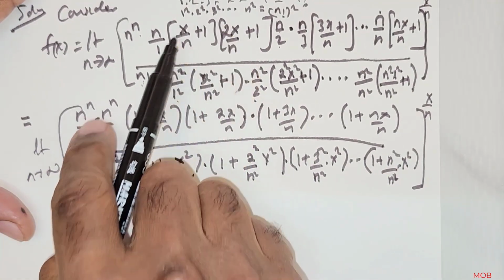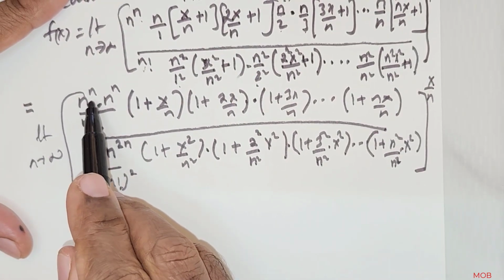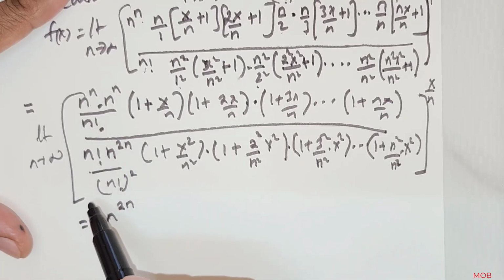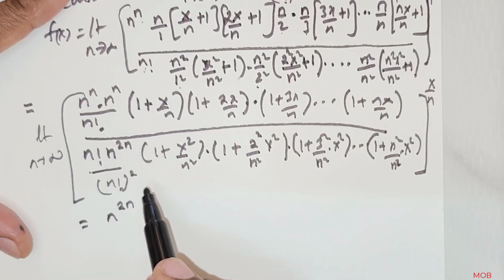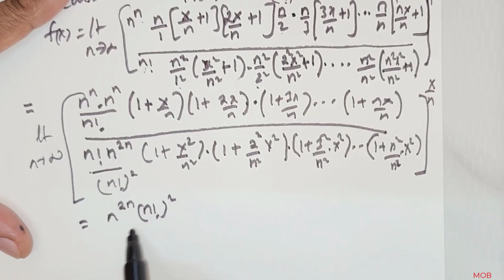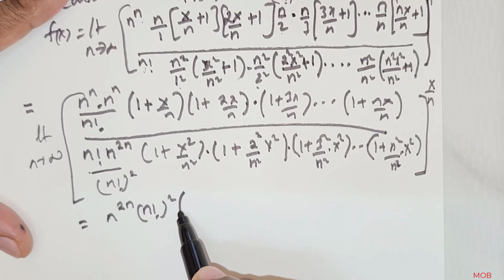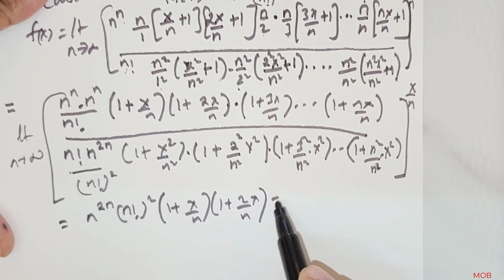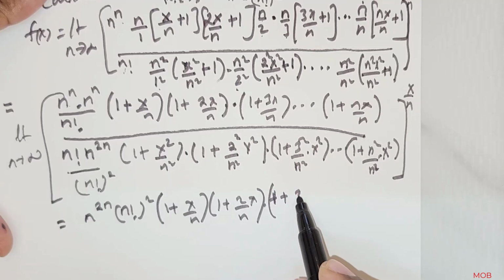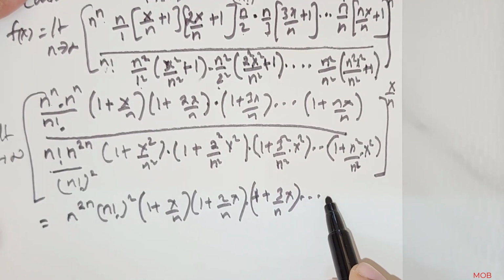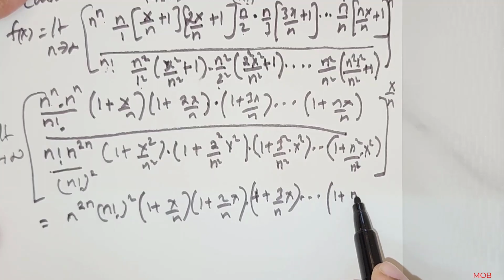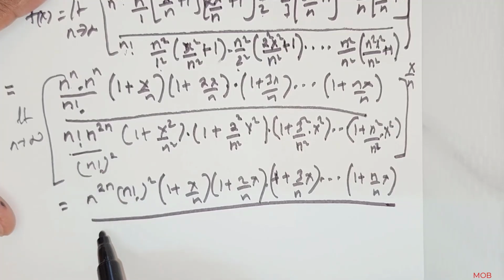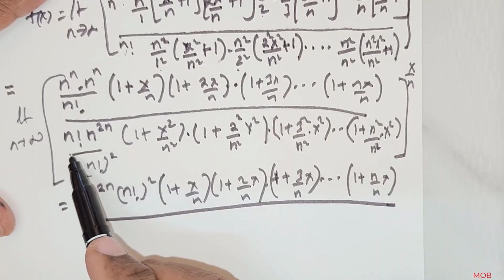Now you can flip this and rewrite the terms. N raised to the power of n times n raised to the power of n is going to be n raised to the power of 2n. This n factorial will join this. This will be flipped and it will go to the numerator, n factorial raised to the power of 2, and multiplied with 1 plus x over n times 1 plus 2 over n times x times 1 plus 3 over n times x etc. up to 1 plus n over n times x, divided by, for this we got, as I mentioned to you, this is going to come to the denominator.